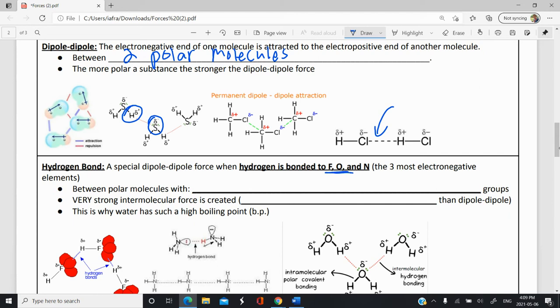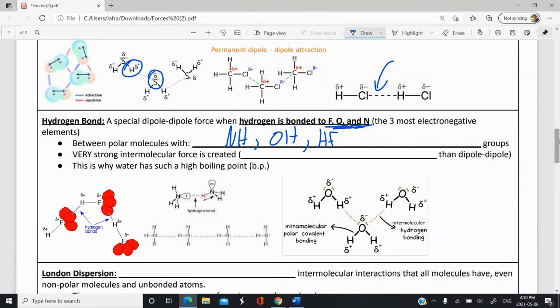And that happens when you have F, O, or N, those special groups, the NH groups, OH groups, and HF groups, because they're very electronegative and polar bonds, and they lead to stronger dipole-dipole interactions. Really, it's just a very, very strong intermolecular force, and it's actually stronger than the dipole-dipole. And when I say very, very strong, I mean very strong compared to the other intermolecular forces. It's still weak on average compared to the covalent bonds or ionic bonds. But the hydrogen bond is the reason why water has such a high boiling point of 100 degrees Celsius.